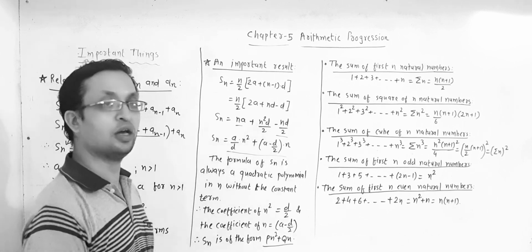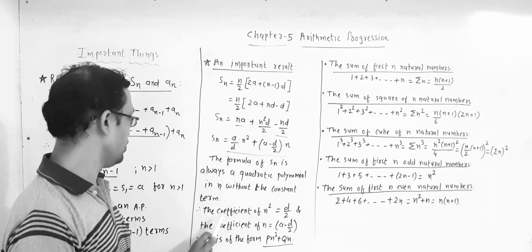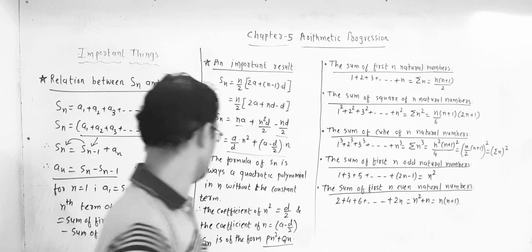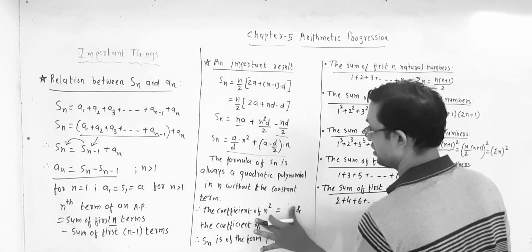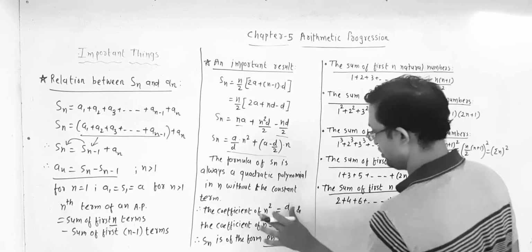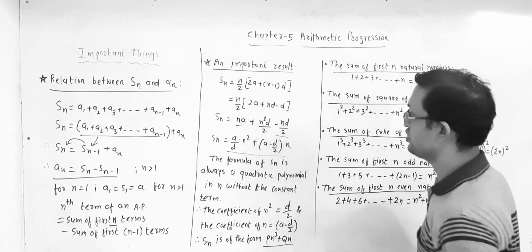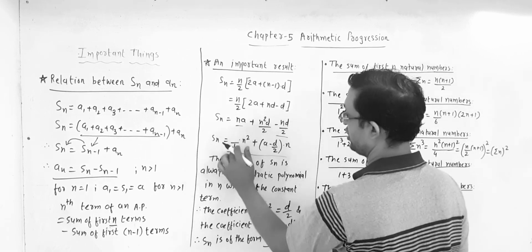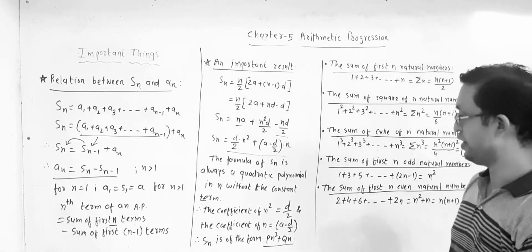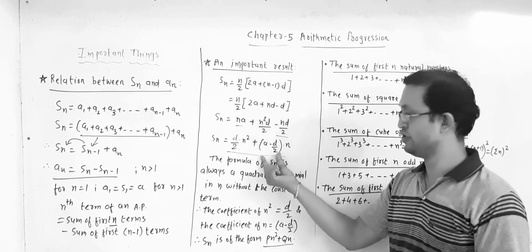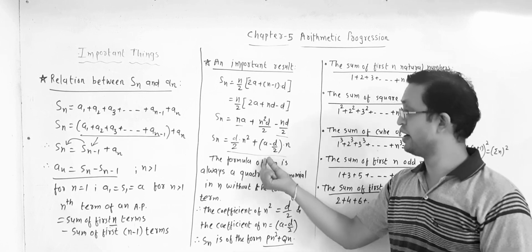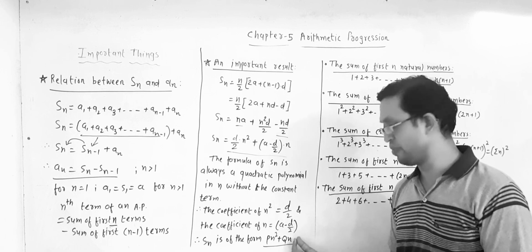That form is a quadratic polynomial form. The coefficient of n square is d by 2, and the coefficient of n is a minus d by 2.